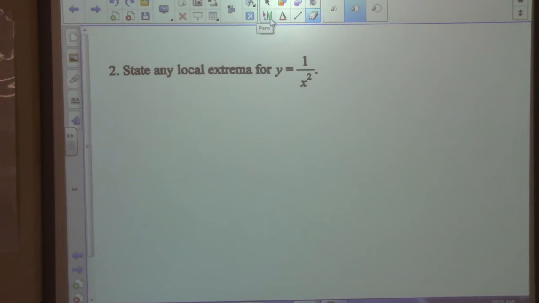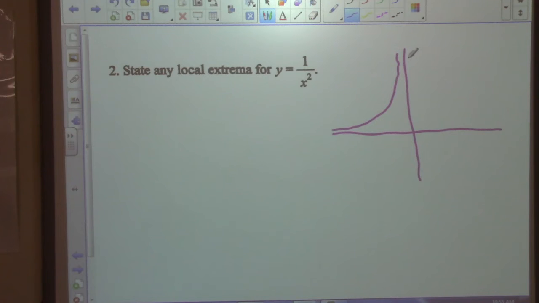No. Does not exist. Okay, what does this function look like? Looks like this. Looks like whoop and whoop. Okay, does not exist. So therefore no local extrema.